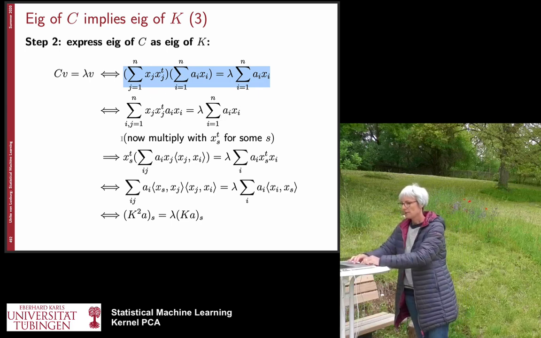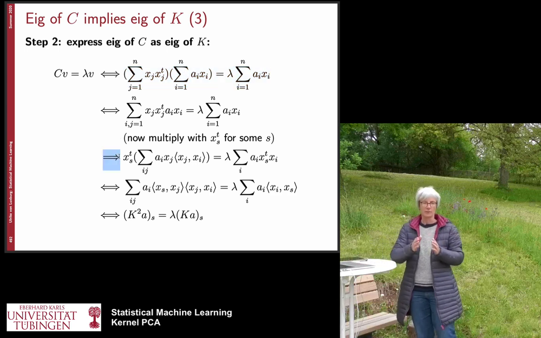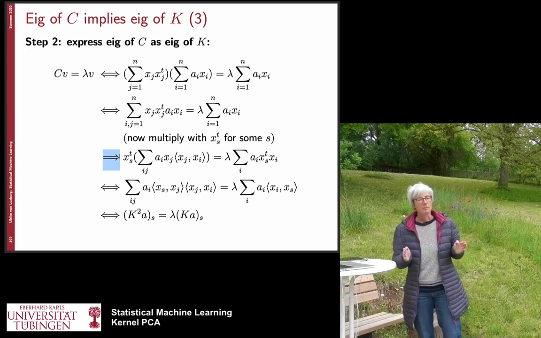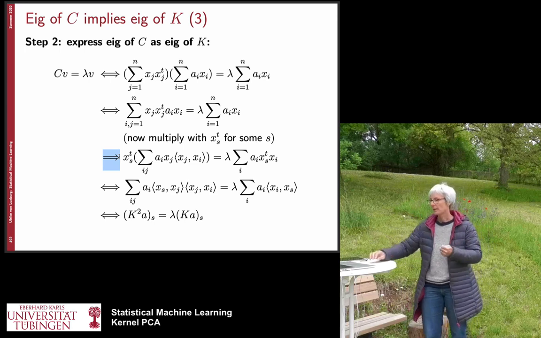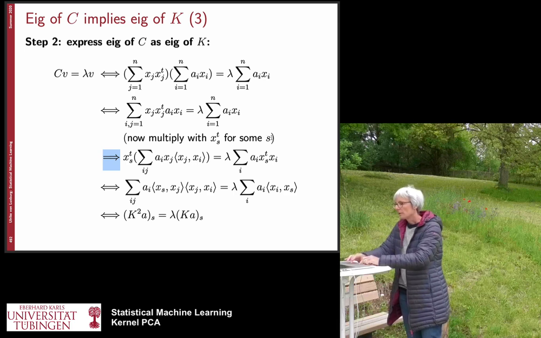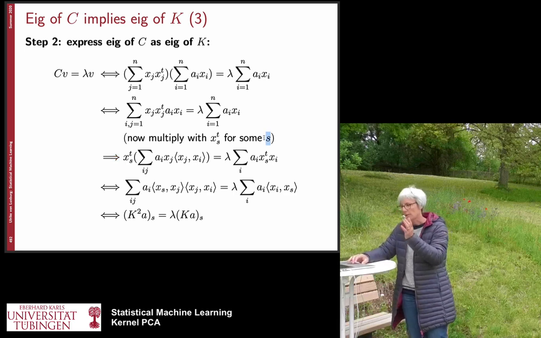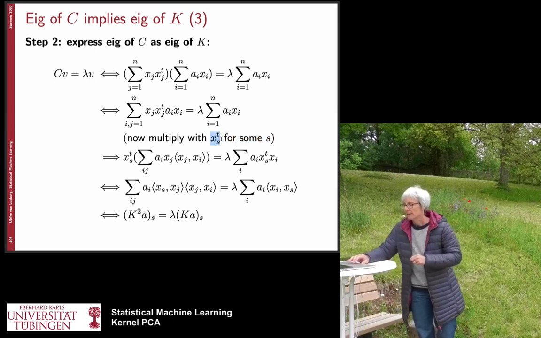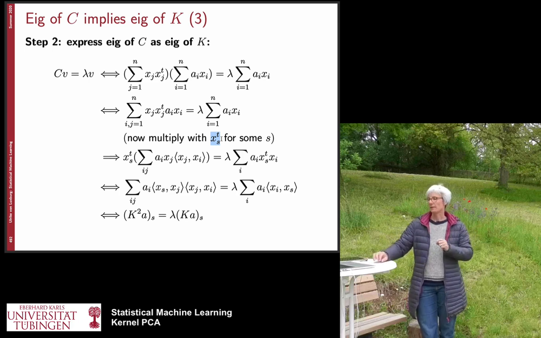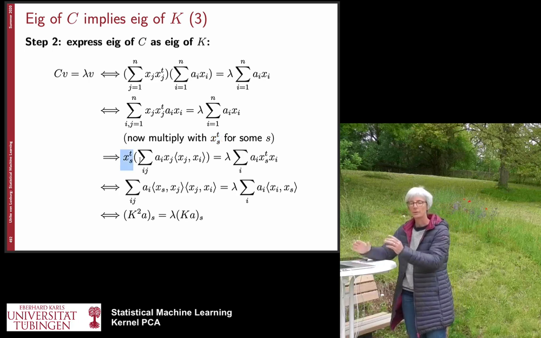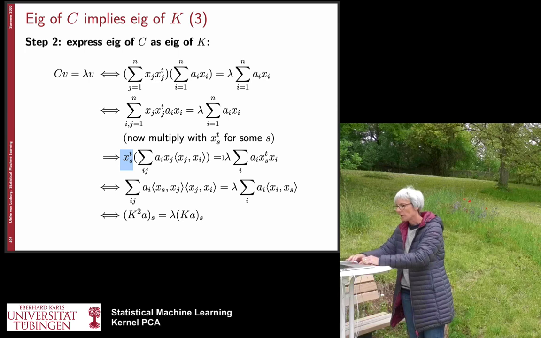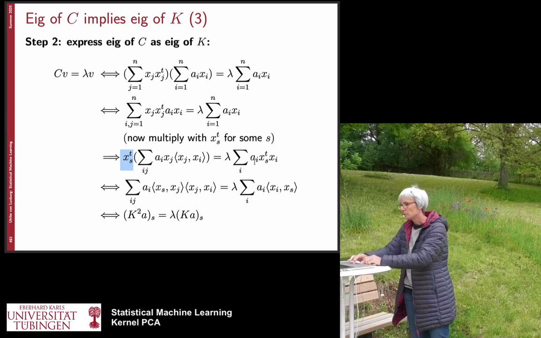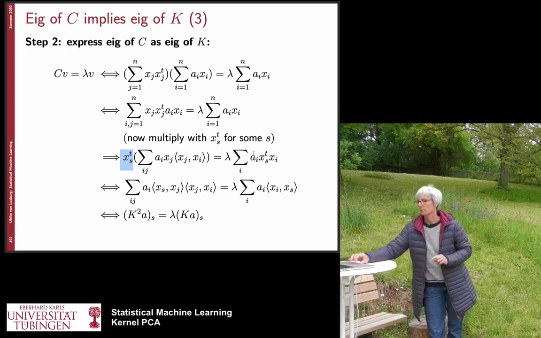Here we didn't change anything. And now comes again one step that only goes from the first statement to the second statement but not back. Again, we multiply with something suitable, and in this case we simply pick some data point s. It doesn't matter which one it is, just any of them, and we multiply with this vector xs transposed from the left side. So here we have xs transposed on the left side and xs transposed on the right side, and I already moved the xs transposed inside this expression.